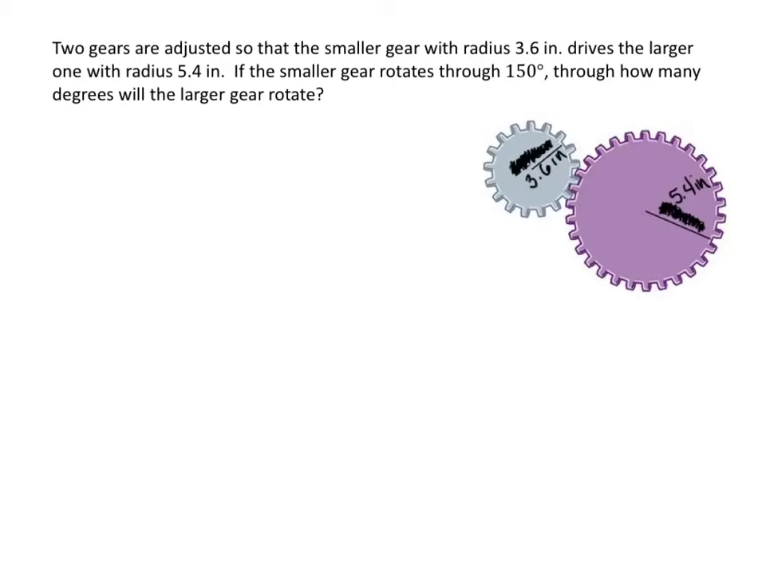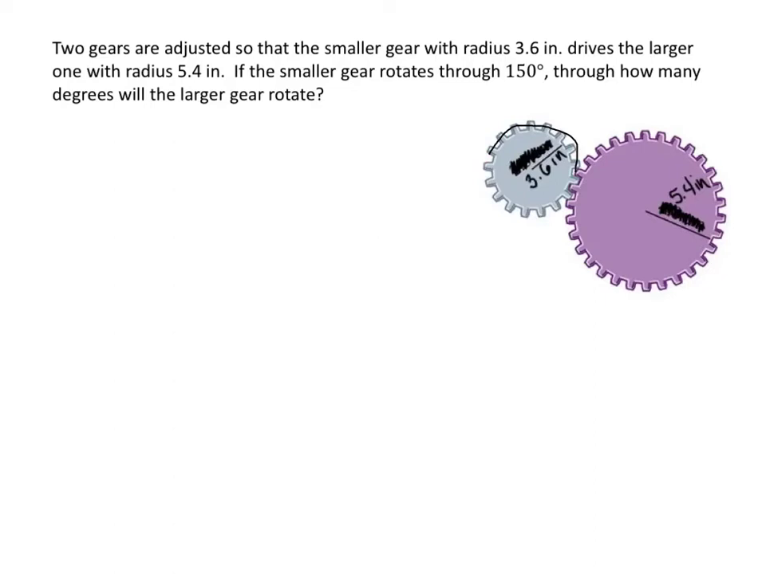On a problem like this with gears, this is one that is an arc length problem, but most students don't recognize it as an arc length problem. So we're told that two gears are adjusted so that the smaller gear with a radius of 3.6 drives the larger one with a radius of 5.4. The smaller gear is going to rotate through 150 degrees, so we know it's going to rotate about this much around. Through how many degrees will the larger gear rotate?